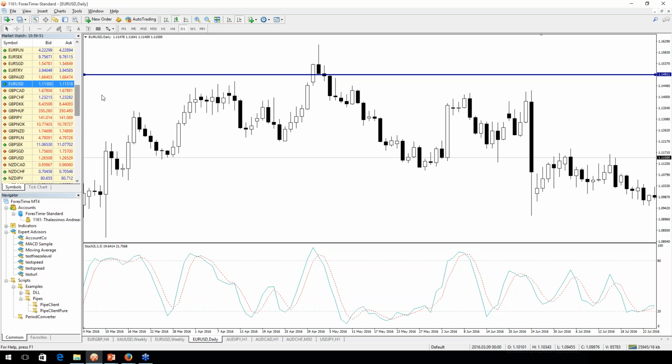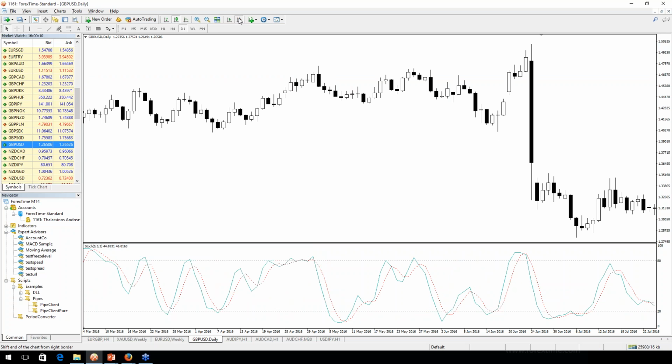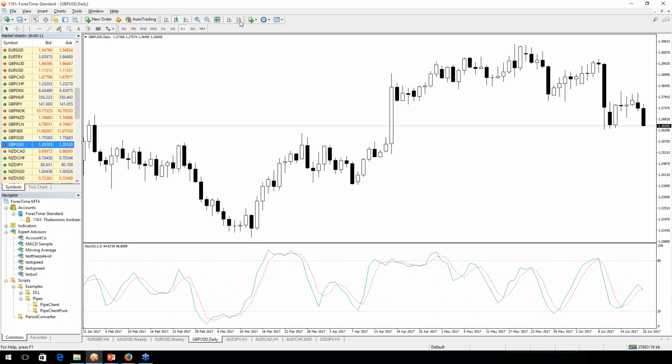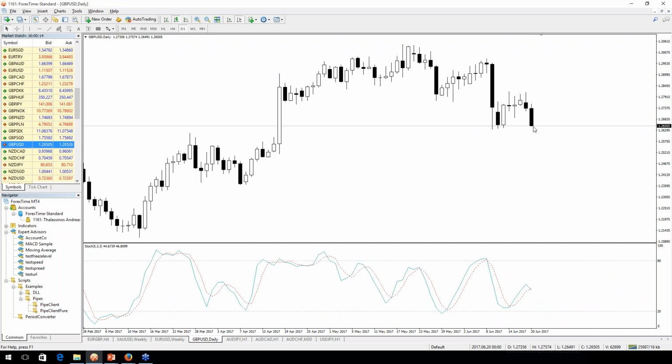Is there anything else that you want me to show you here? Let's see if GBP/USD crashed or not. Let me just put it here on the daily time frame. GBP/USD. We're going down, guys. Do you see it here? It's very close, very close.